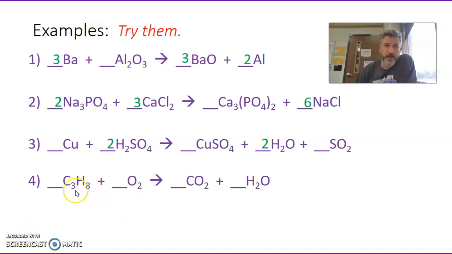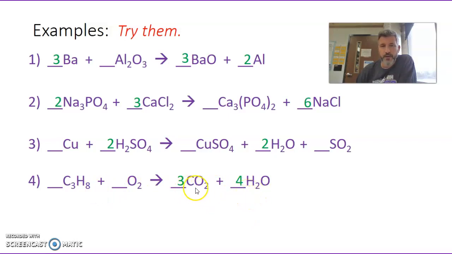Okay, so it doesn't matter whether we start with carbon or hydrogen. I'm going to start with carbon. So I put a 3 out in front of carbon dioxide, and that gives me 3 carbons to match the 3 on the other side. And then I balance hydrogen by putting a 4 in front of water. That gives me 8 hydrogens on both sides.